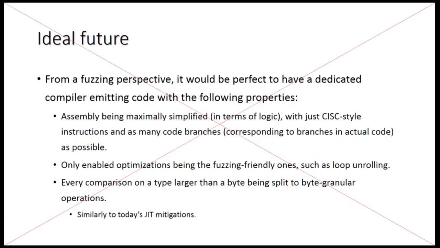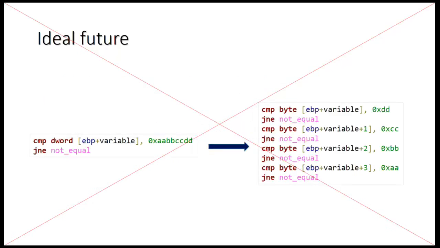And when I was first creating these slides a few months ago, I also thought that the ideal feature would be to have a specific compiler designed for fuzzing, which would be able to create very de-optimized code with all of the assembly being maximally simplified, with all of those 32-bit and 16-bit comparisons being unrolled to byte comparisons and stuff like that.